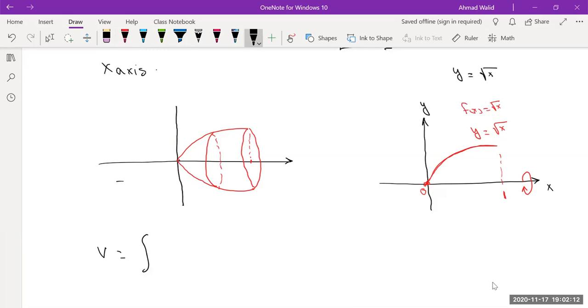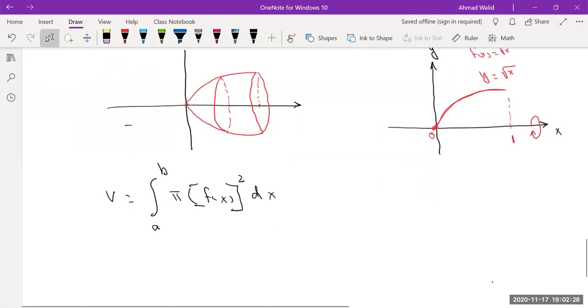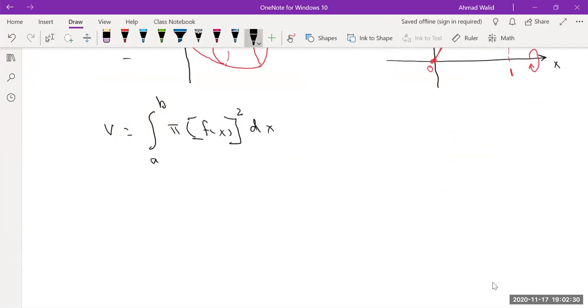Now, your formula: V equals integral from a to b, pi, I made it easy for you, f of x squared dx, correct? Then I can write a formula to calculate here. V equals integral from where to where? From 0 to 1, the interval is given to you. Keep the pi. f of x, what is your function? Your function is radical x. The function is given to you.